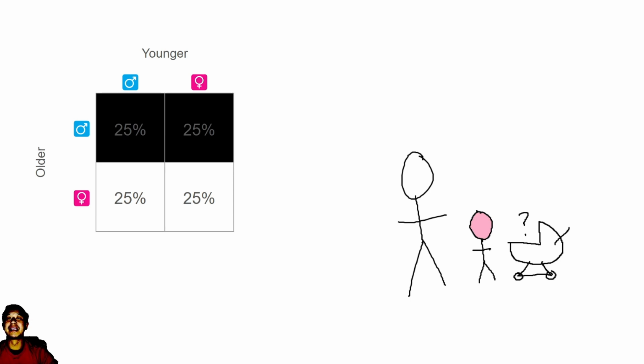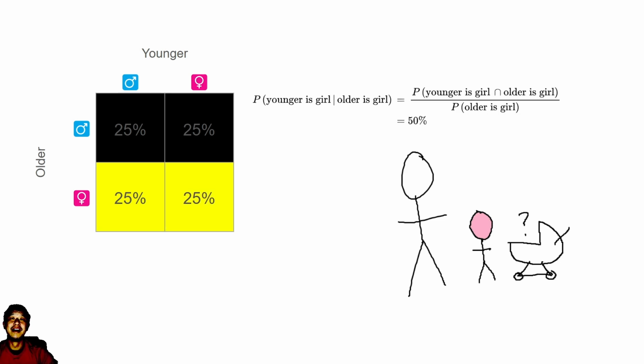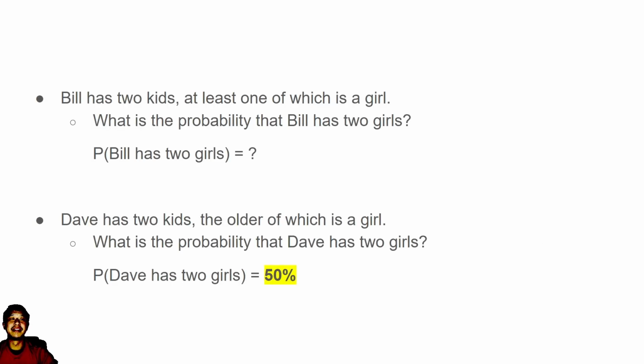And we can say now that given his older kid is a girl, the probability that his younger kid is also a girl is the probability that they're both girls divided by the probability that the older one is a girl. 25% divided by 50%, or 50%. Now, this is not surprising because we kind of already figured this out a little earlier, right? So the probability that Dave has two girls is 50%, or if you want, 1/2.